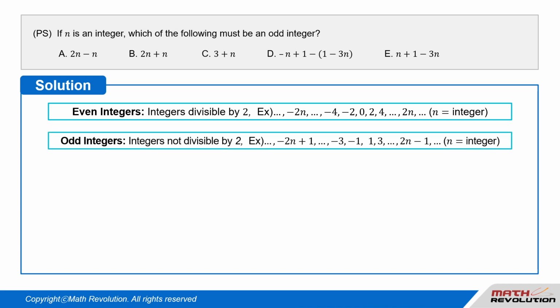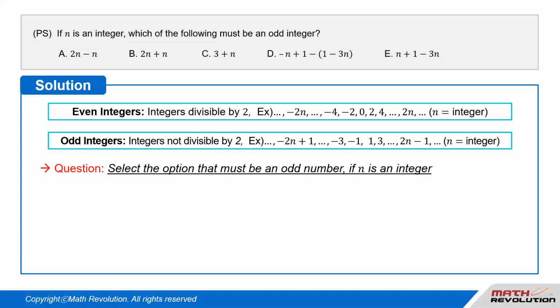Odd integers. Odd integers are integers that are not divisible by 2, including both positive and negative integers. Thus, odd integers include, and so on, -2 times n plus 1, and so on until we get -3, -1, 1, 3, and so on until we get 2 times n minus 1, and so on, where n is an integer. We are required to select the option that must be an odd number if n is an integer.